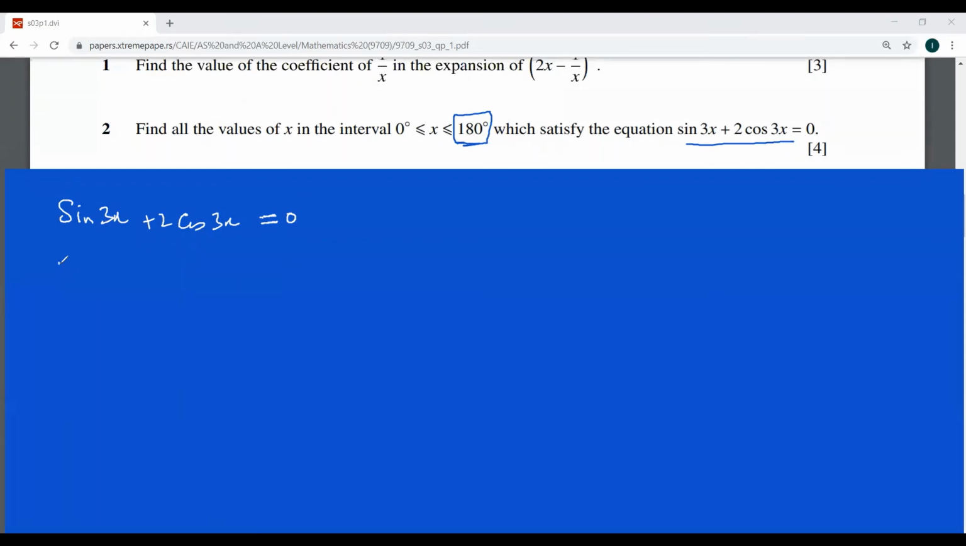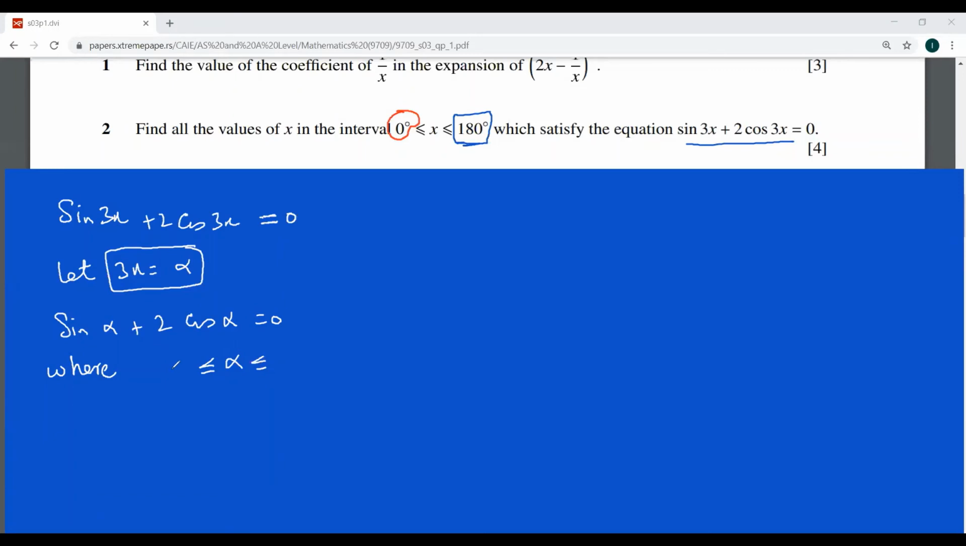So I would say let 3x is equal to alpha. So this equation becomes sine alpha plus 2 cos alpha equal to 0. And I should mention the limits for the alpha as well. In this relation, you put the lower limit of x, which is this 0, so I get alpha's lower limit 0 as well. And then I put the upper limit, which is 180. So 3 times 180 is going to be 540 degrees. So when you find this angle alpha, it has to be between these two limits.